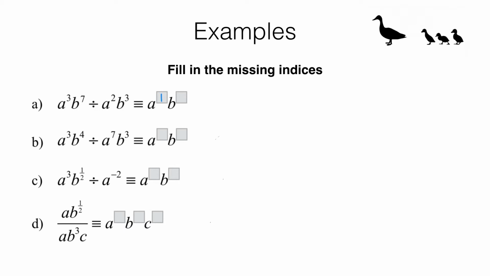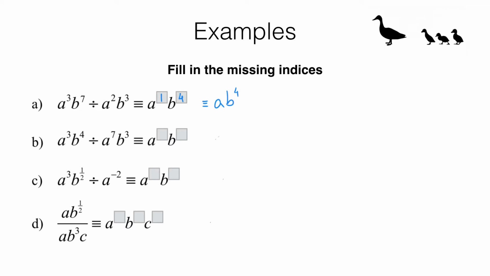Similarly, we can do the same thing with the b. 7 minus 3 gives us 4. So a cubed b to the power of 7 divided by a squared b cubed is simply a to the power of 1 b to the power of 4, which we could write more simply as a b to the power of 4. Remember, if we've got something to the power of 1, we don't normally bother writing that 1 in the index. Now, why does this work?